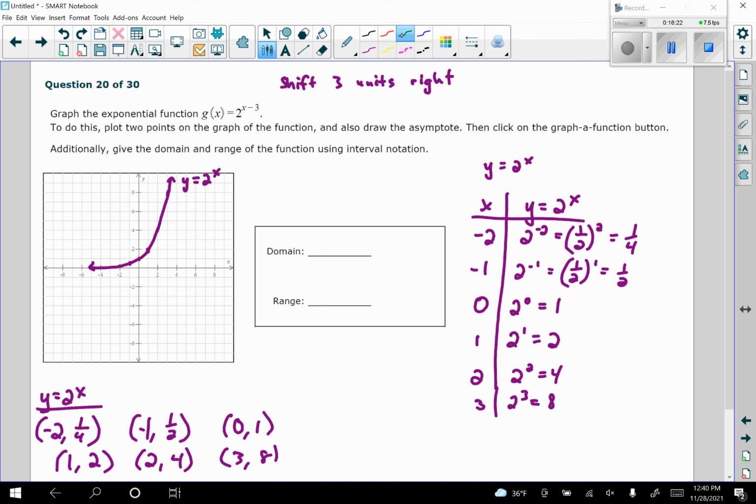So now we'll shift 3 units to the right. So I'm just going to start right here at 0, 1, and we'll go 3 to the right. Here we have 2, 4, we'll go 3 to the right. 3, 8, we'll go 3 to the right. And then right here at this point, we'll go 3 to the right. And then even right here.